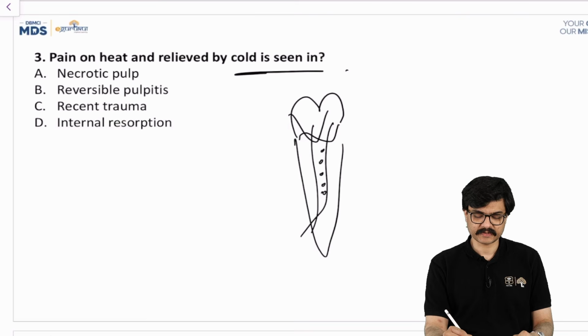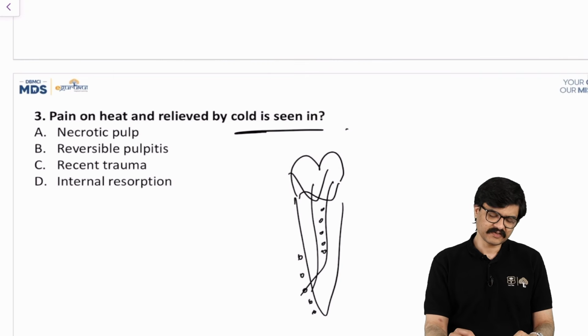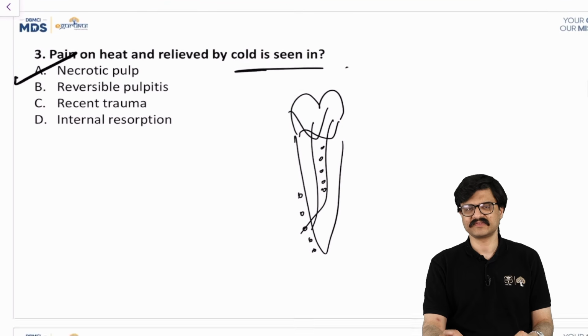So these anaerobic bacteria, these gaseous byproducts, these gaseous acids, they expand and leak into the periapical spaces, causing pressure and pain in the periodontium. And that pain is relieved by cold. So that's very typical of a necrotic pulp. That's what Cohen says. So necrotic pulp is the best answer here.